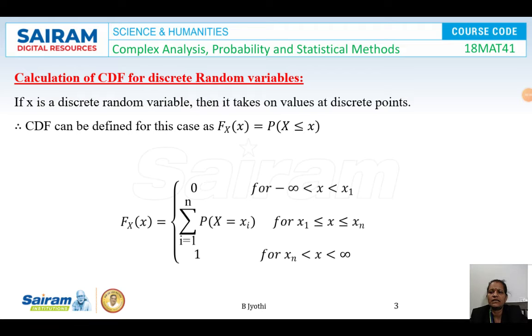So next is the calculation of CDF for discrete random variables. If x is a discrete random variable, then it takes values at discrete points. Therefore, CDF can be defined for this case as F_X of x, that is equal to P of X less than or equal to x. And F_X of x is 0 when x varies between minus infinity and x1, it is summation P of X equal to xi for x between x1 and xn, and it is 1 when x varies between xn and infinity.